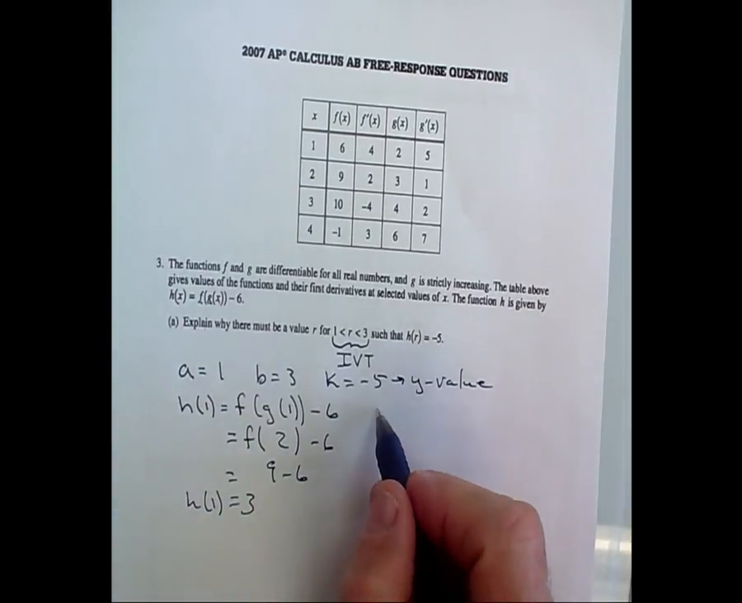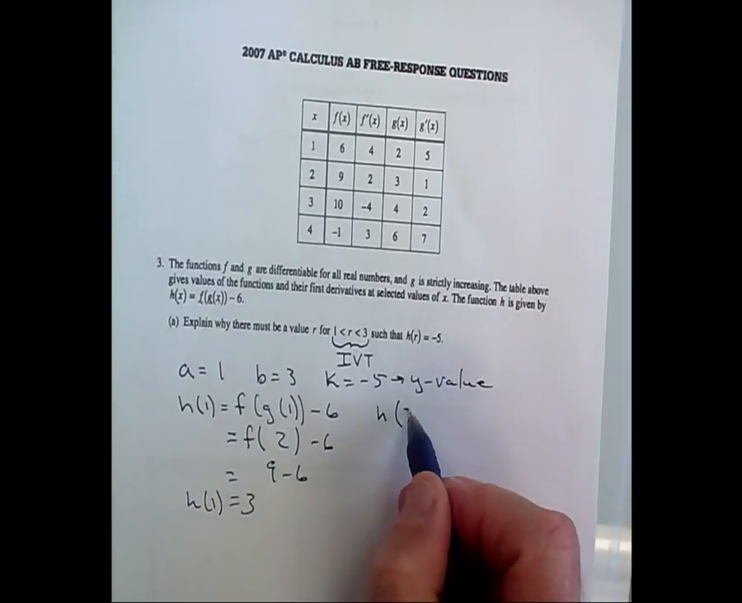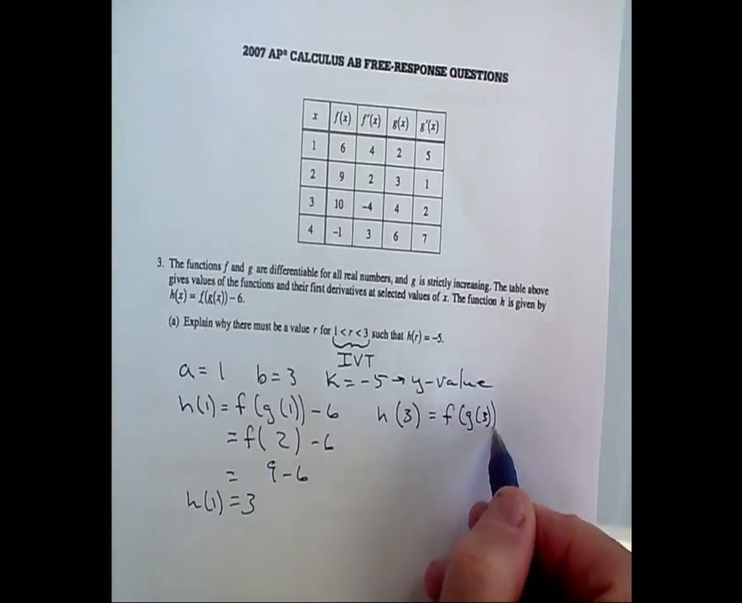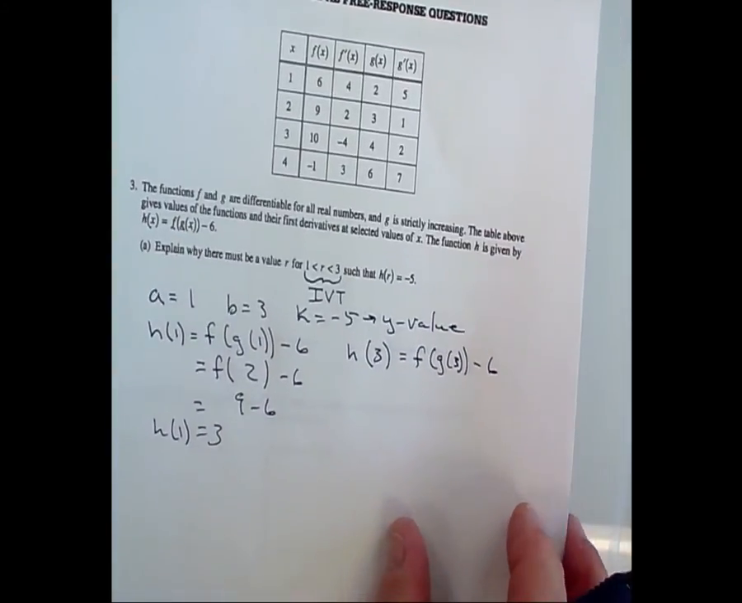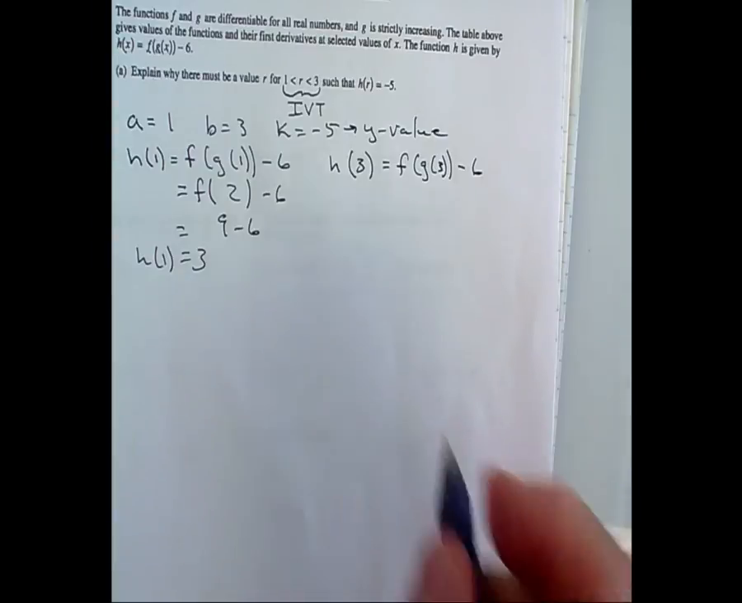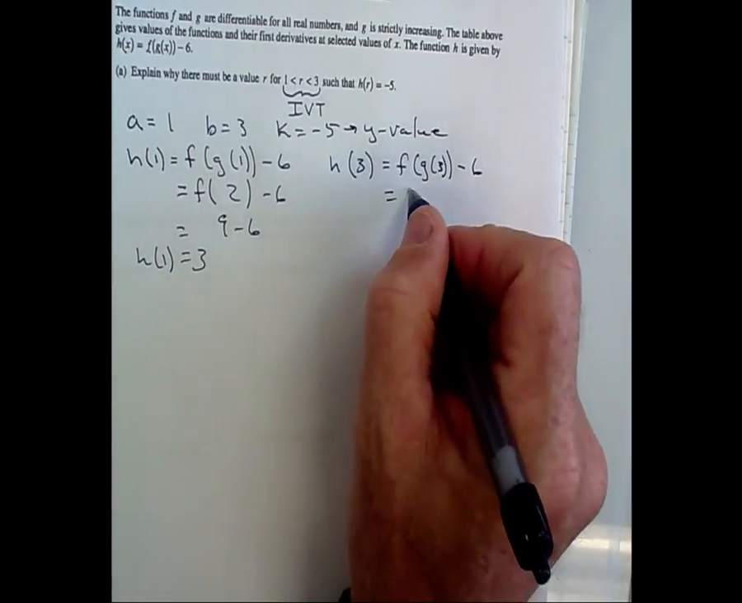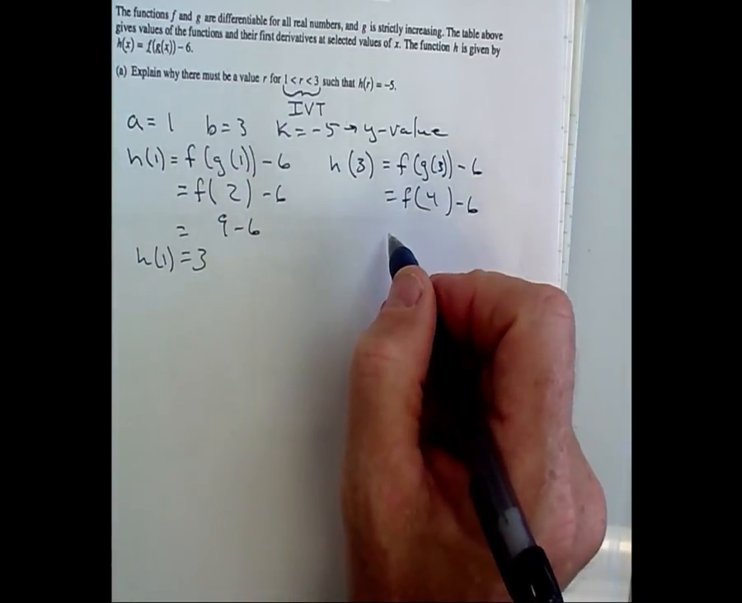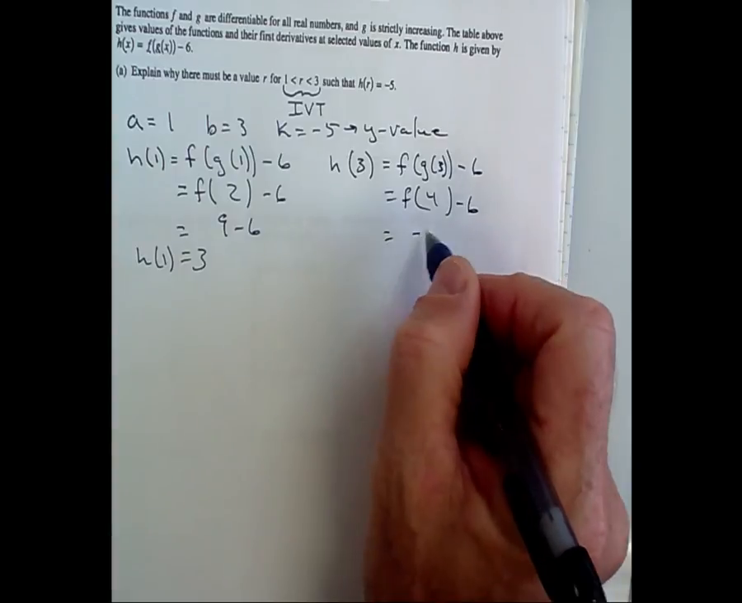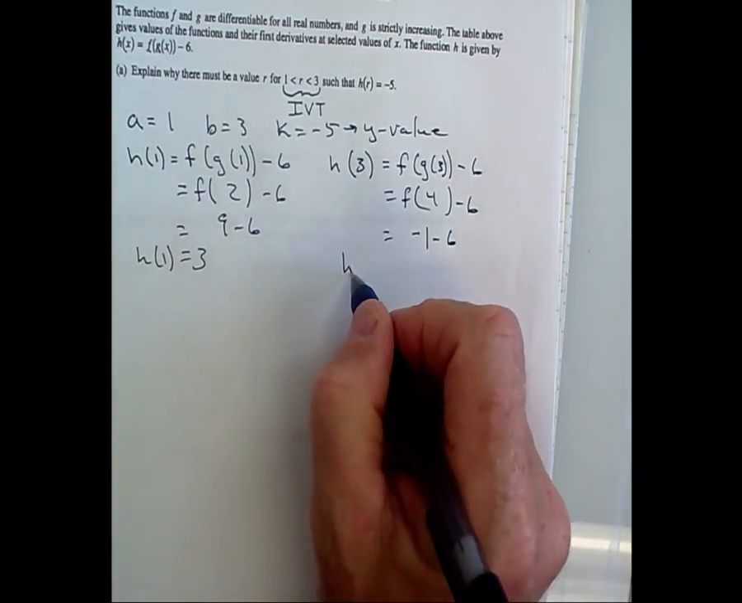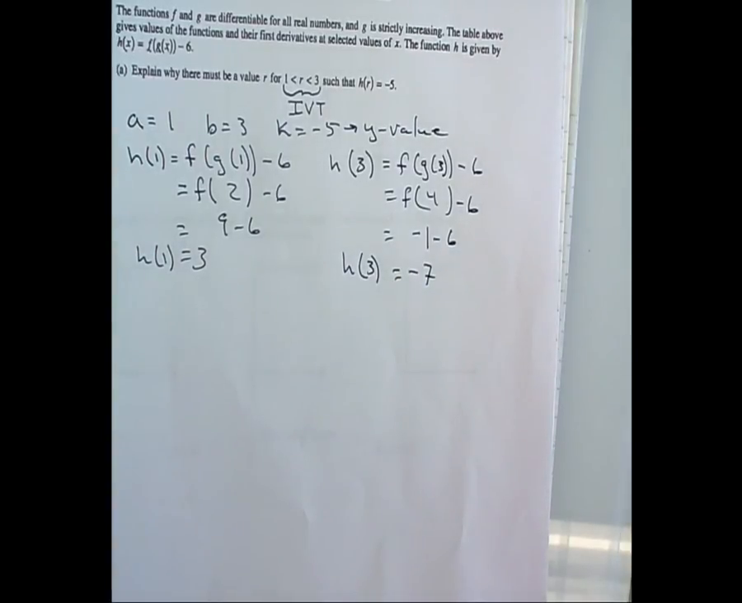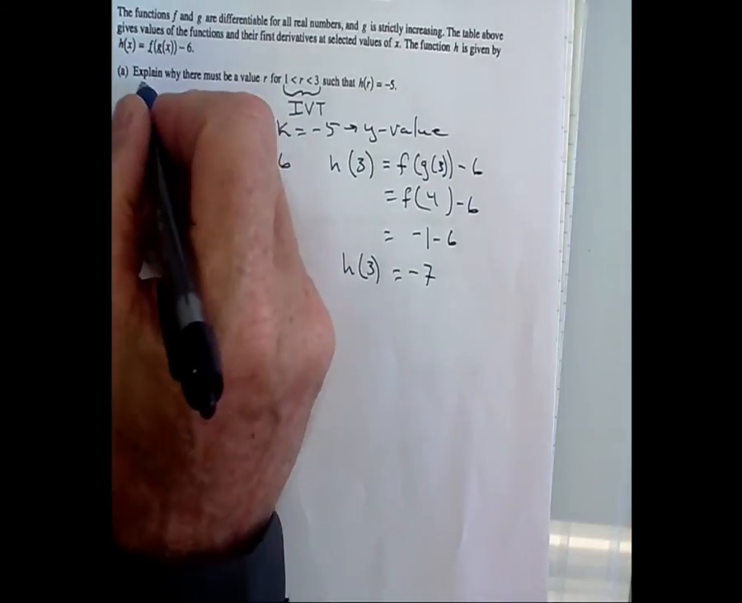So Justin, next one I'm going to put in is 3. Would you agree? So that's f of g of 3 minus 6. Can you see that okay? Yep. So what's g of 3? 4. And what's f of 4? Negative 1. Negative 1 minus 6. So what's h of 3? Negative 7. Negative 7. Our work is done. Now we're going to do the explain part.